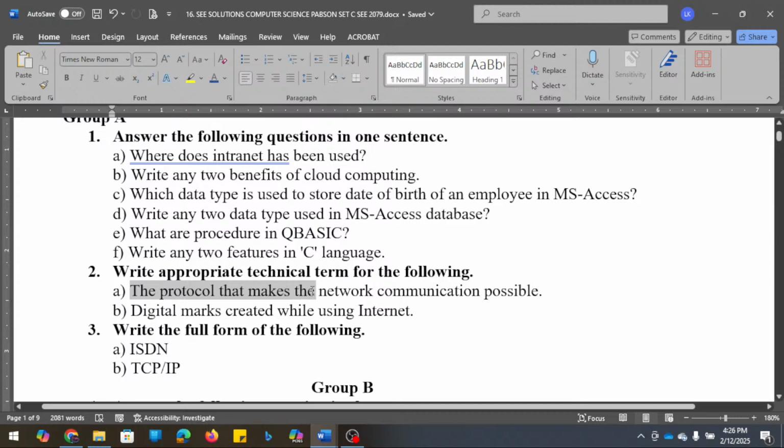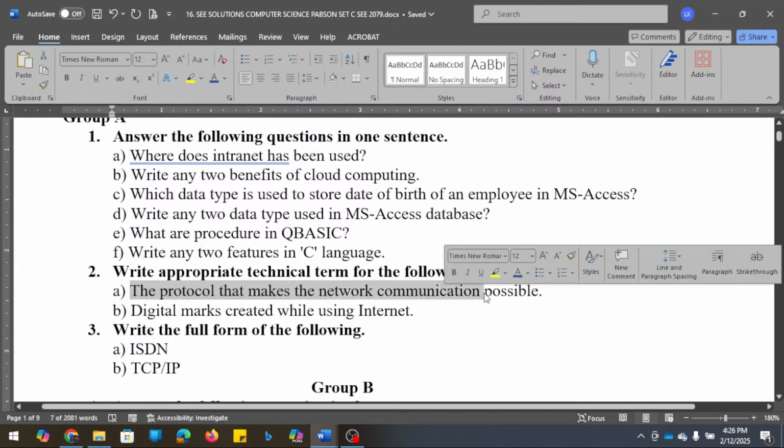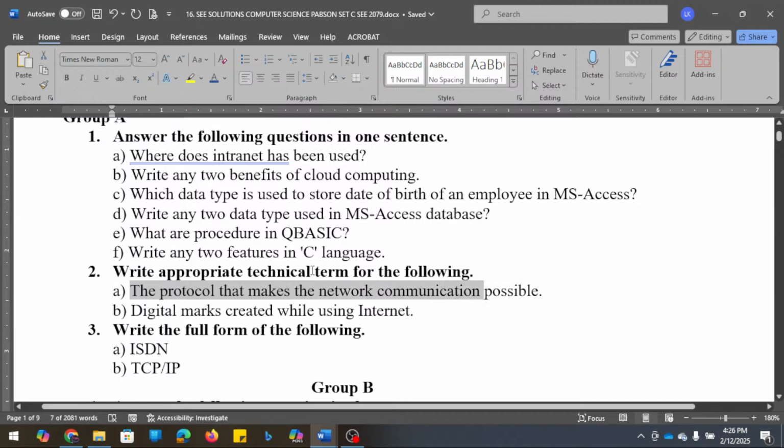Next is a technical term: the protocol that makes network communication possible. We can guess what the answer is here, obviously. There are many protocols, but most popularly, to have communication we use TCP/IP. Next, the digital marks created while using the internet: digital footprint, we can say that.